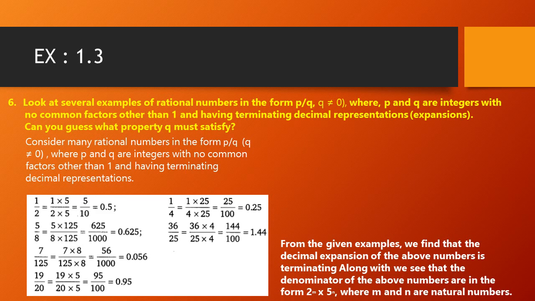From the given examples, we find that the decimal expansion of the above numbers is terminating. Along with that, we can see that the denominators of the above numbers are in the form 2 power m into 5 power n, where m and n are natural numbers. Hence, we can conclude that to form a terminating decimal representation, the denominator q of a rational number is always represented in the form of 2 power m into 5 power n, where m and n are natural numbers.